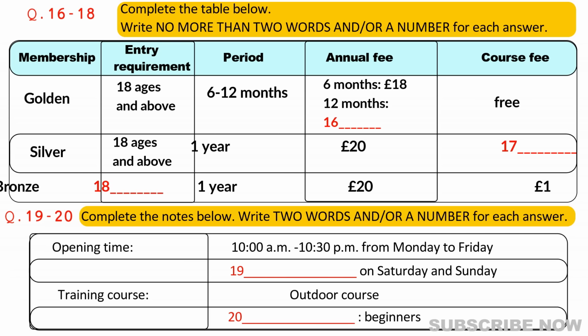The fee of our 12-month Silver membership package is £20. Climbers have to pay £1 for each course. Both Gold membership and Silver membership are offered to climbers over the age of 18. Meanwhile, younger climbers aged from 14 to 17 should try the Bronze membership, which is more suitable. It has the same period and price as the Silver membership.